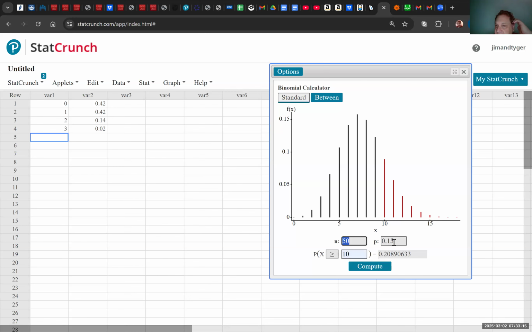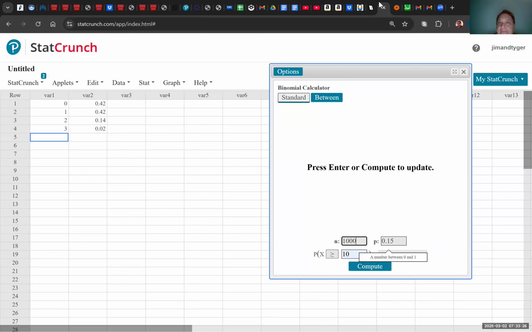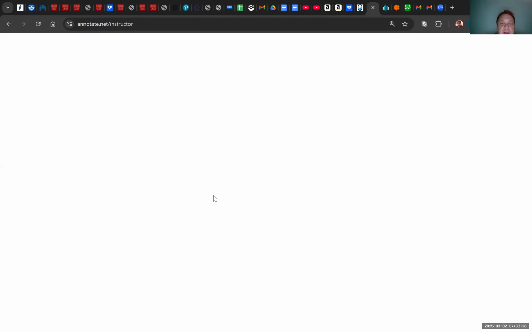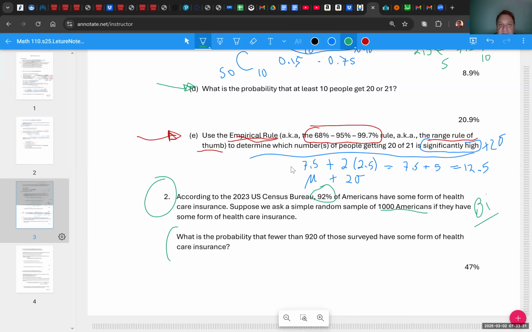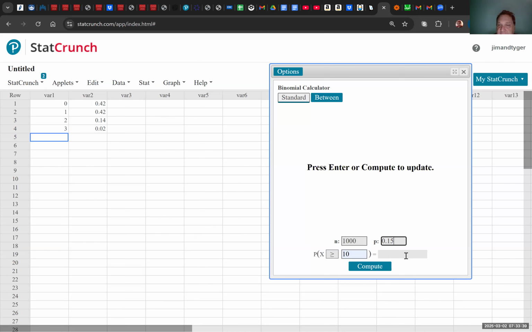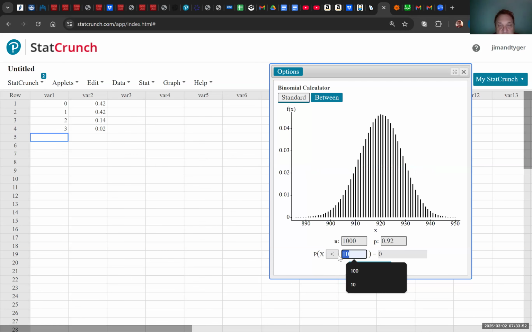Okay, my computer's going to glitch for a sec. And then for the 1,000 people, we need the probability of success, which I believe we said was 92% or 90. I have to look it up again. Bad short-term memory. 92%. So I did remember 92%. Okay, so I go over here, and the probability of success is 92, and I'm looking for the probability that fewer than 920, so less than 920.